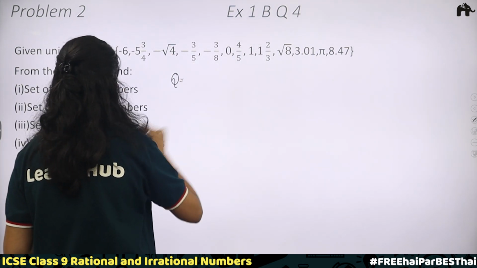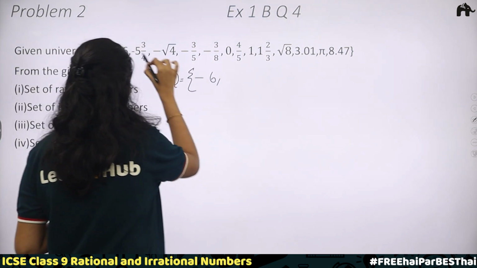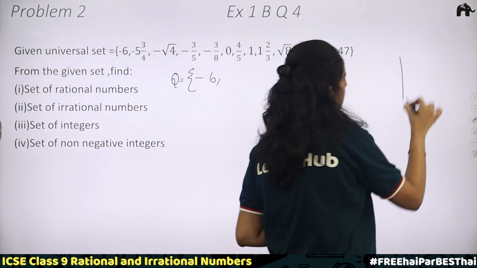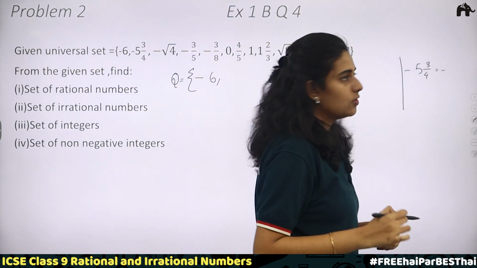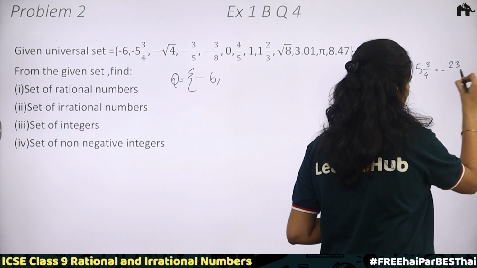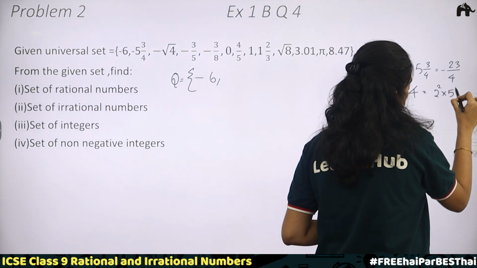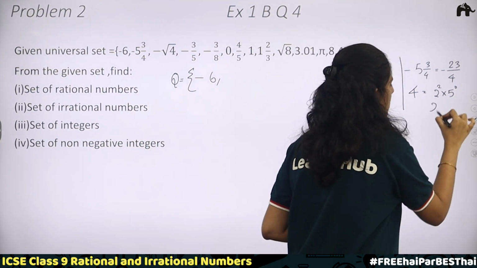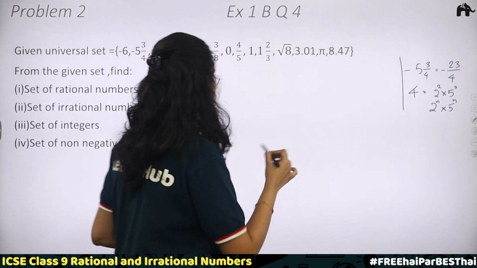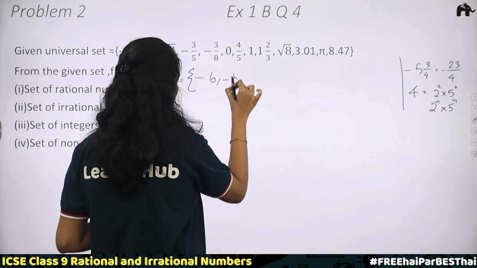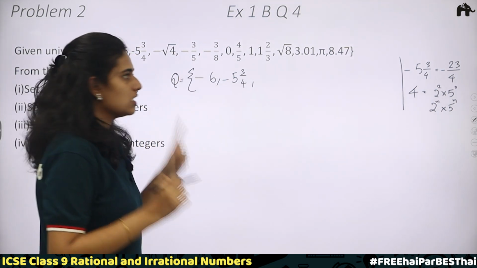Q will be equal to the set of, check each of these. Minus 6 is a rational number. Minus 5, 3 by 4 can be written as minus 5 into 4 is equal to 20, 20 plus 3 is 23, so 23 by 4. When you take the denominator, 4 is equal to 2 square into 5 raised to 0, this is of the form 2 raised to m, 5 raised to n. Therefore you will be getting a terminating decimal expansion and hence it is a rational number. Minus 5, 3 by 4. Next, minus root of 4. Root of 4 is 2. Minus 2 is a rational number.